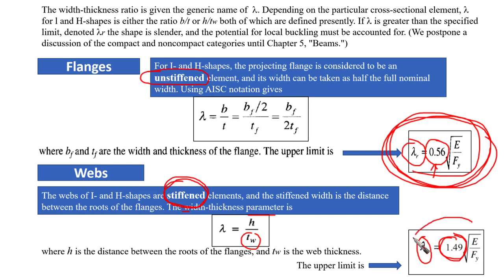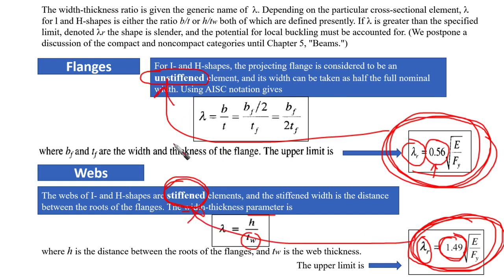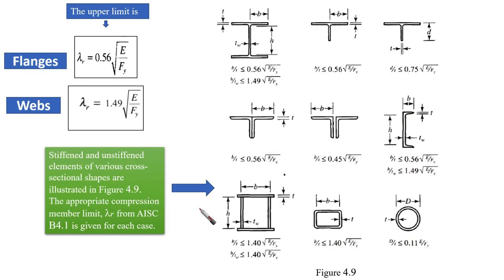However, here we are putting a higher value for the upper limit. Okay, that's the meaning. This is the significance. It is related directly to being stiffened or unstiffened. You can see the following. You are going to find this in AISC.